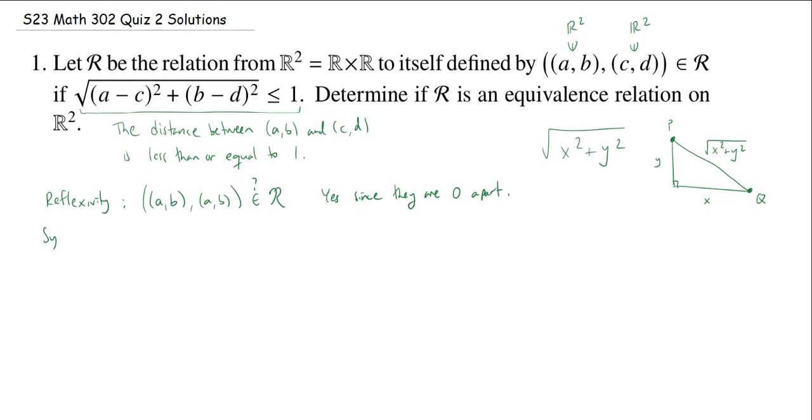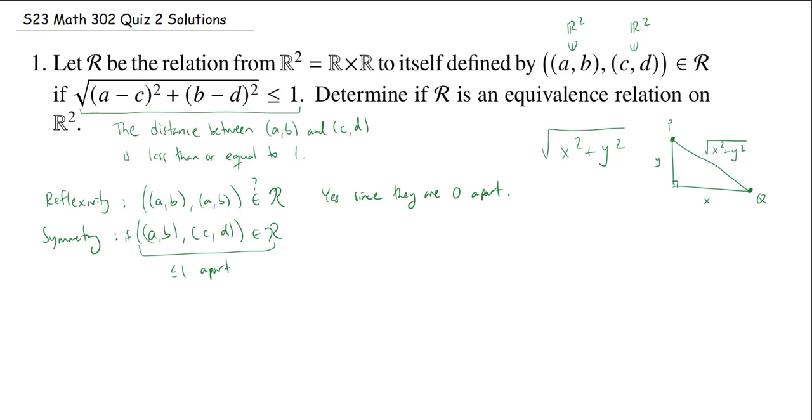Okay, fine. How about symmetry? Well, this shouldn't be so bad. So now we're going to assume that I have 2 points, AB and CD, that pair is in R. But this just means that they are less than or equal to 1 apart.